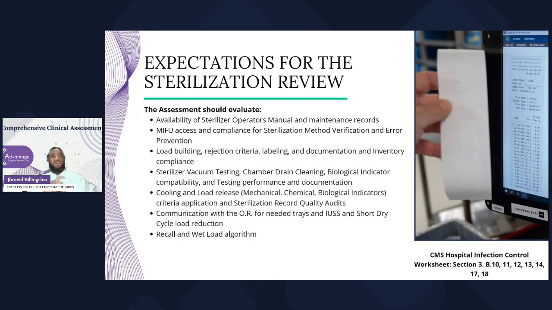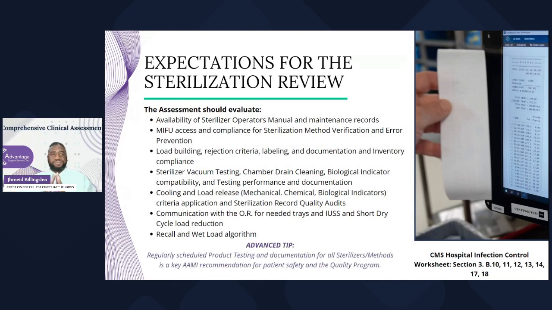And again, there's that communication piece that's a part of the CMS requirements for needed trays, IUSS, and short dry cycle load reduction. And recall and wet load algorithm, spell it out. Have a sheet of paper that's laminated that says, if this happens, do this. If this happens, do that. I don't think it's reasonable to ask your team to memorize that process, or fair for the SPD leadership to get called at home or wherever they are, in meetings, every time there's a recall or a wet load. So we want to help empower our teams.